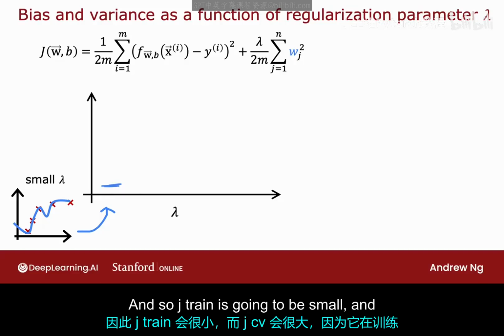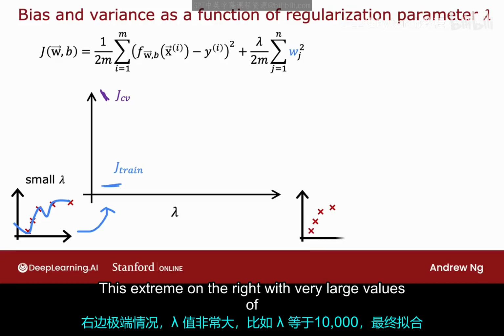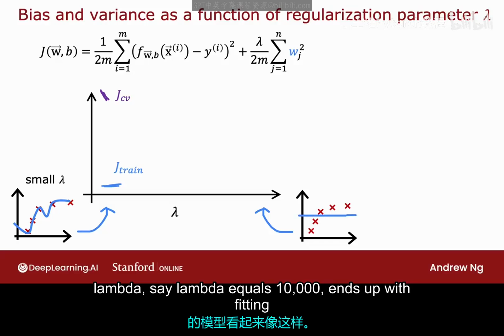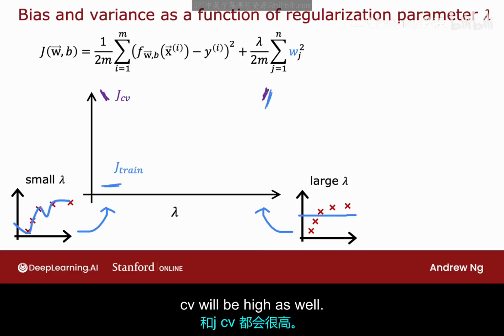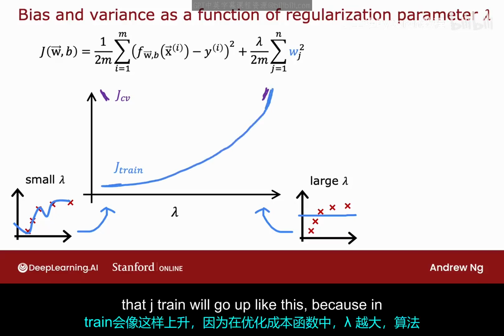And so JTrain is going to be small and JCV is going to be large because it does great on the training data, but does much worse on the cross-validation data. This extreme on the right with very large values of lambda, say lambda equals 10,000, ends up with fitting a model that looks like that. So this has high bias, it underfits the data, and it turns out JTrain will be high and JCV will be high as well. And in fact, if you were to look at how JTrain varies as a function of lambda, you find that JTrain will go up like this.